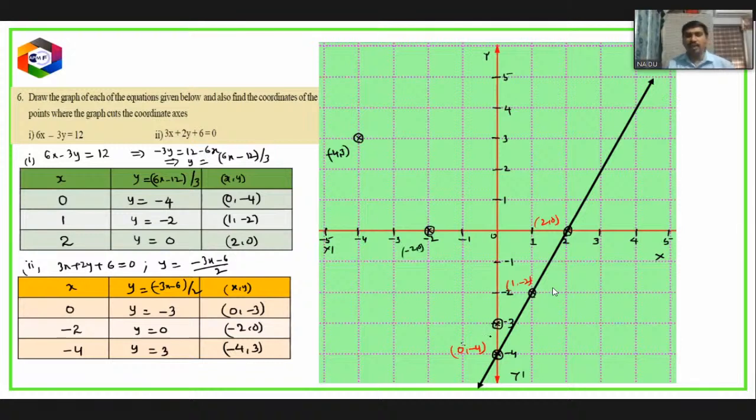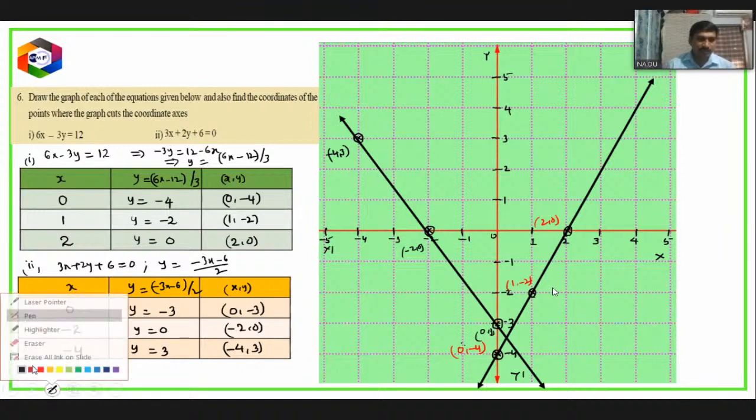Now join these 3 points also using the scale. Observe children, this is the straight line that you will get. Okay, so now the graph is completed. But if you observe the question, one more point is asked to calculate. What is that? After drawing the graph, find the coordinates of the points where the graph cuts the coordinate axes. So this is the graph intersecting the coordinate axes.